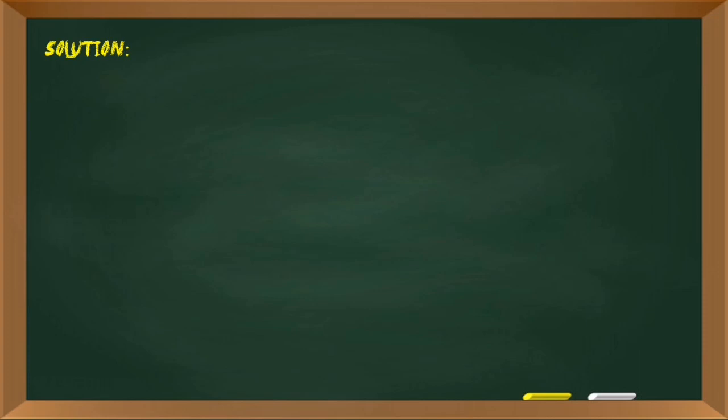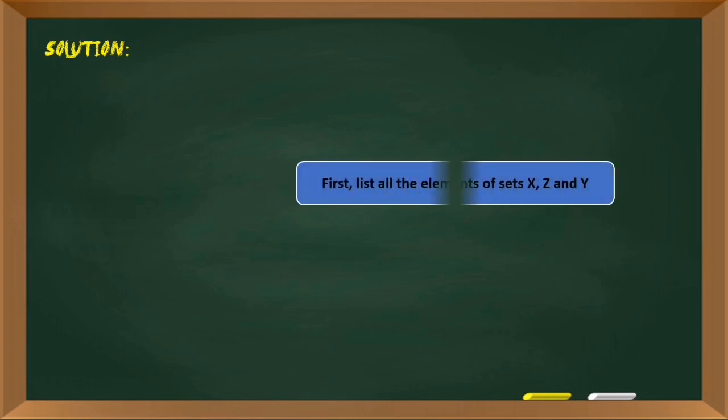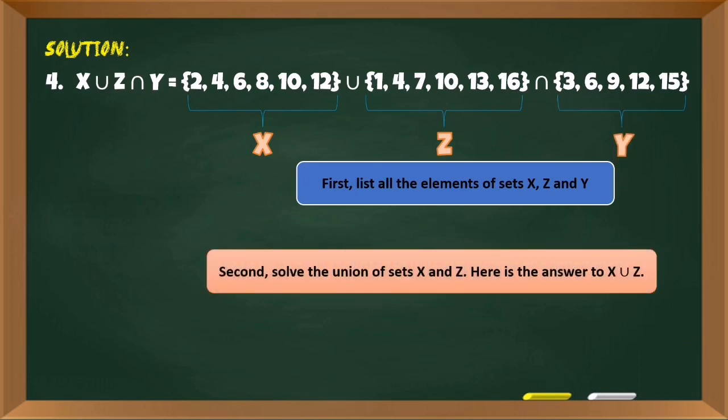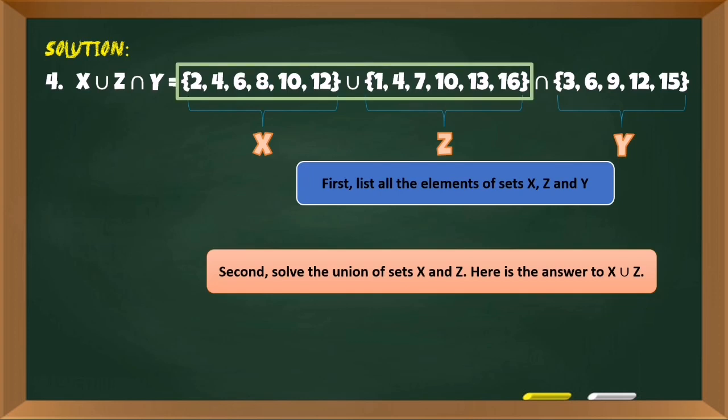Let's proceed to number 4. Same with the first 3 examples, list all the elements of set X, Z, and Y. So these are the elements of set X, set Z, and set Y. Second, solve the union of sets X and Z. Here is the answer to X union Z.